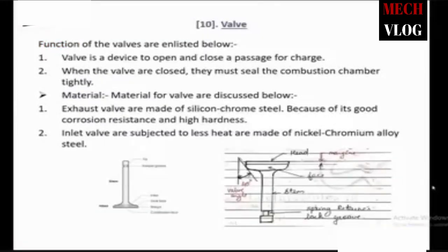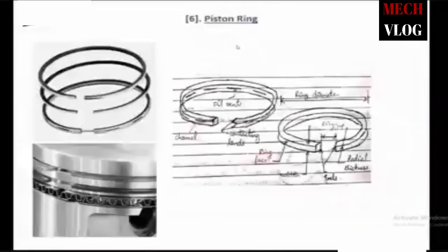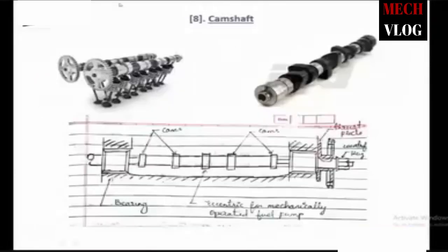We have two valves, inlet valves and outlet valves. This figure shows the valve, a schematic diagram of these valves. A valve has a head and face, stem, and spring retained lock grooves. The function of the valves is listed below. The valve is a device to open and close a passage for the charge. So these are the valves, inlet and exhaust valves.